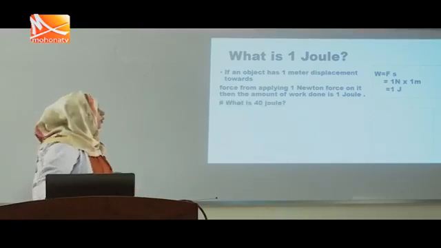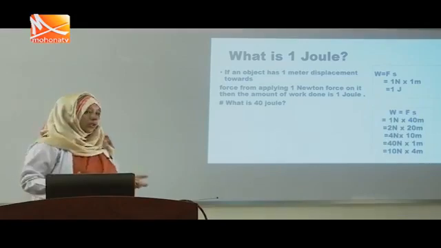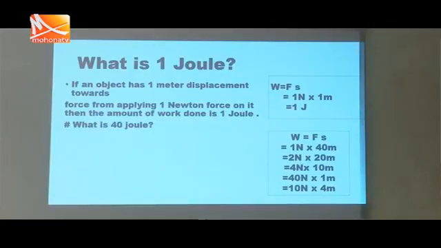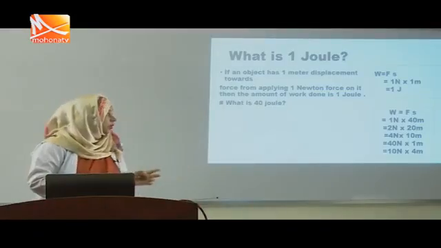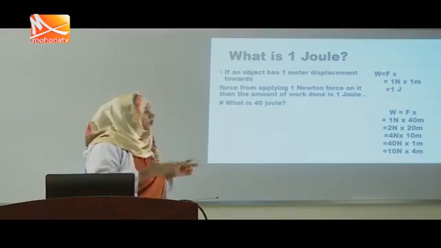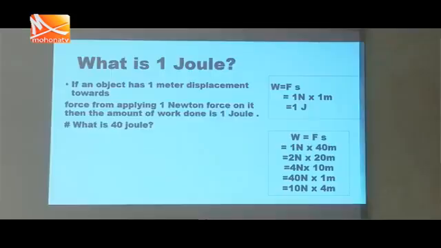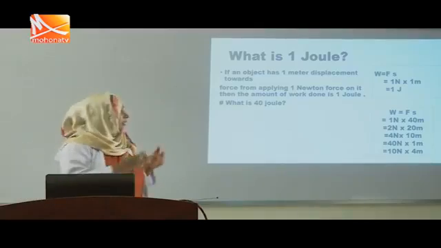If I ask you what is 40 joule, then how will you answer? We know the product of force and displacement should be 40. So it can be 1 Newton into 40 meter, or 2 Newton into 20 meter, or 4 Newton into 10 meter, 40 Newton into 1 meter, or 10 Newton into 4 meter. That means the product should be 40. Every one will be a right answer, but we prefer the round figure.